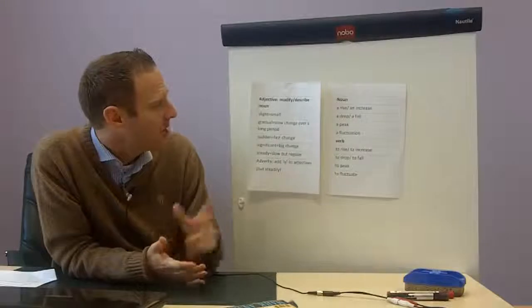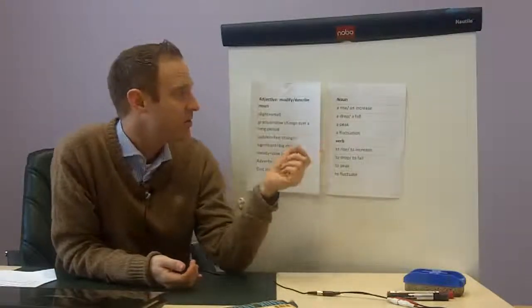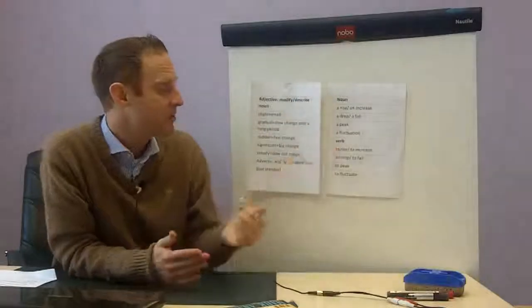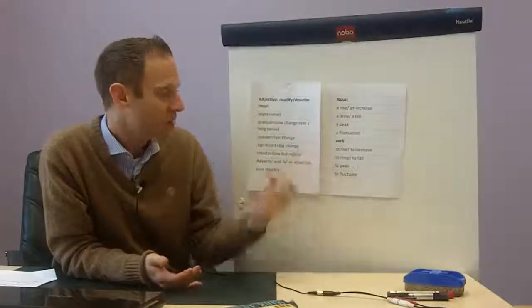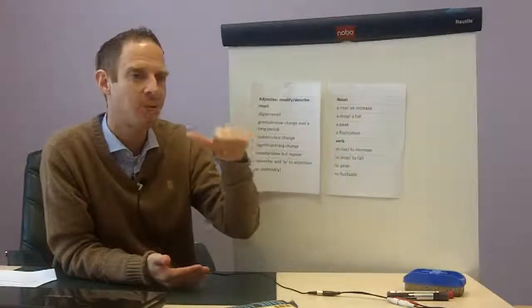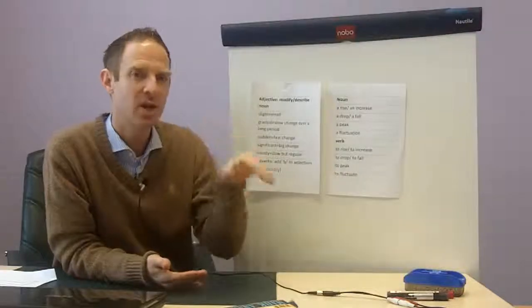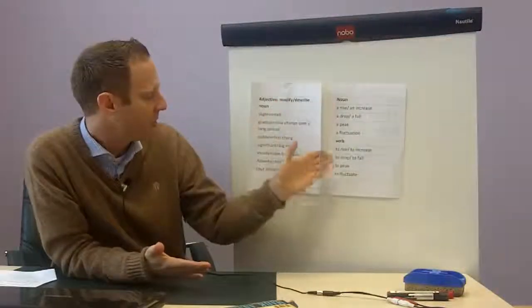Okay, and now we have verb forms. We can say to rise also. So the noun is a rise, the verb is to rise, to go up, to increase, and to drop or to fall, or to peak, to reach a top level, or to fluctuate, to change. Okay? So these are some word forms. You have adjectives, nouns, verbs, and adverbs.